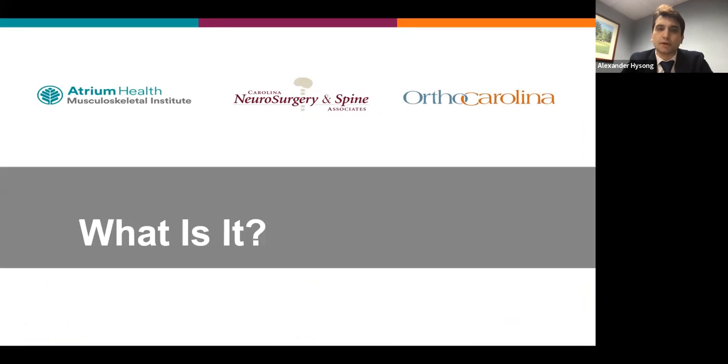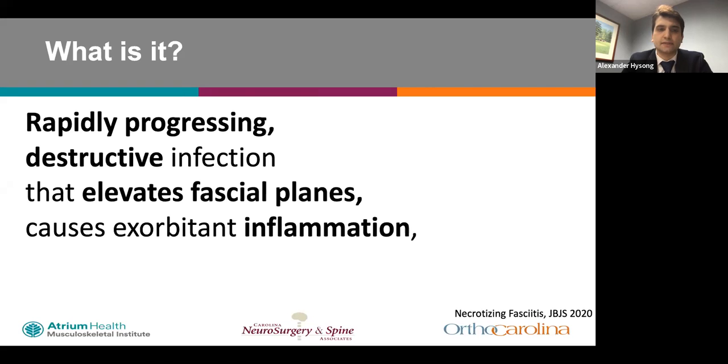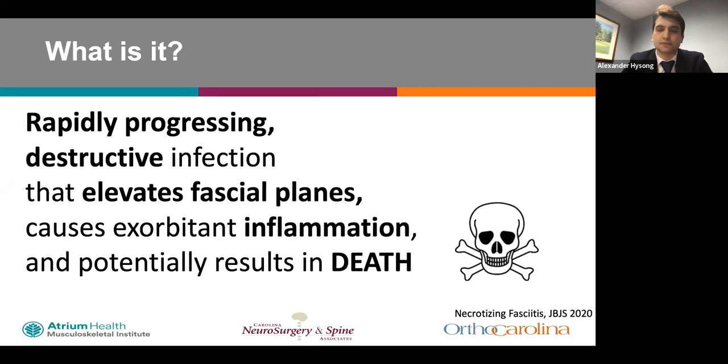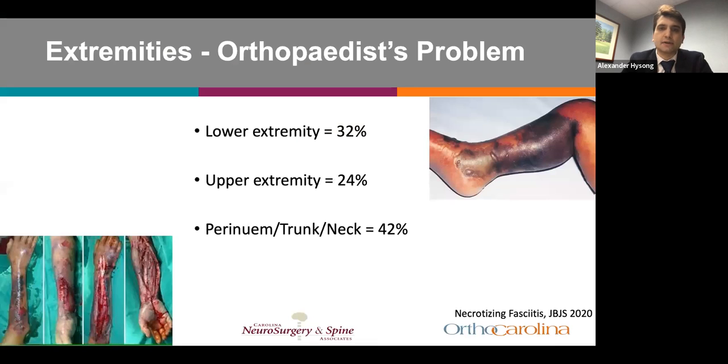So what is it? Well, we know her diagnosis is going to be necrotizing fasciitis based on the title of this talk, but in simple terms, necrotizing fasciitis is a rapidly progressing destructive infection. It elevates fascial planes, causes exorbitant inflammation, and potentially results in death. But why do we, a bunch of bone-loving jocks, why do we care as orthopedists about this disorder, a disorder we can't plate and nail? Well, if we look at the statistics here, in some studies, over 50% of cases involve the extremities, and at most centers, this actually makes this an orthopedic issue.